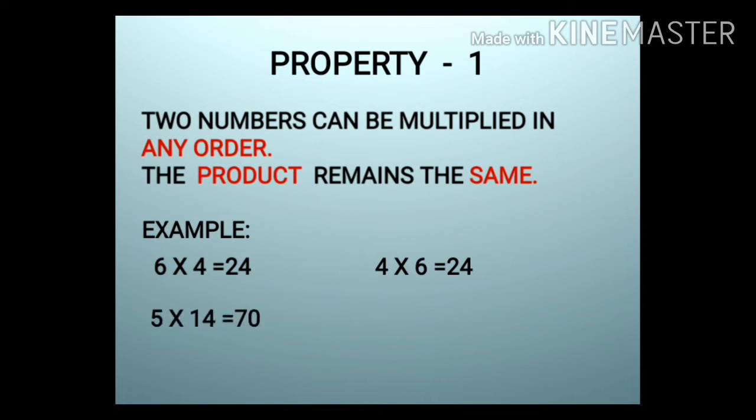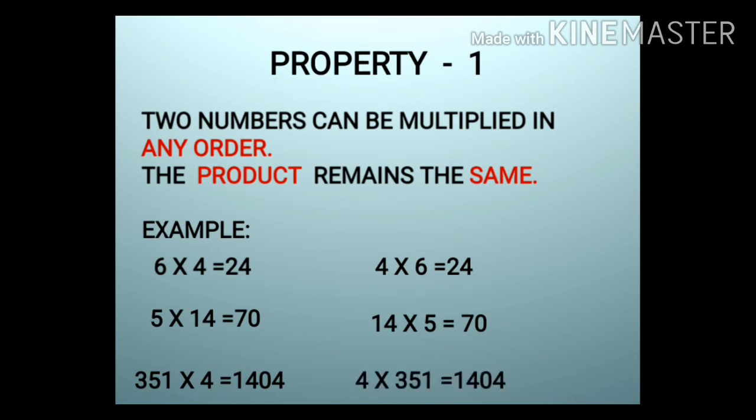Now, let us see another example. 5 into 14 is equal to 70. Now, let us change the order. Yes, 14 into 5 also is equal to 70. Now, 351 into 4 is equal to 1404. Now, change the order. Again, the answer is the same. So, two numbers can be multiplied in any order and the product will be the same.